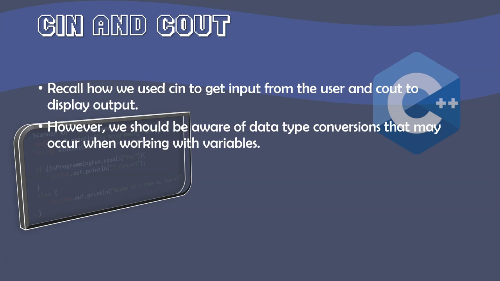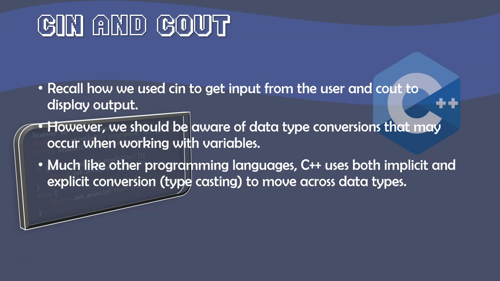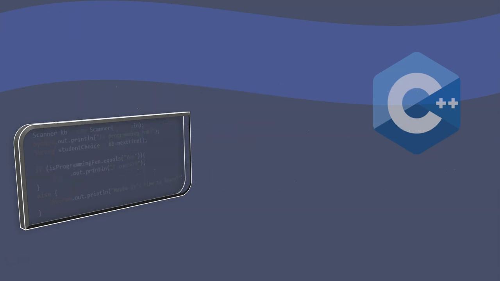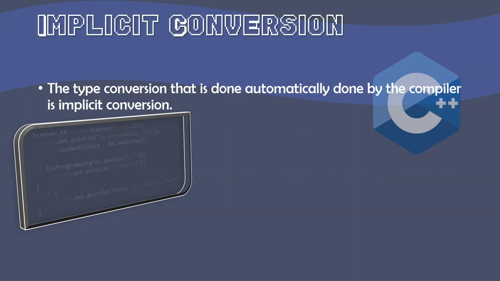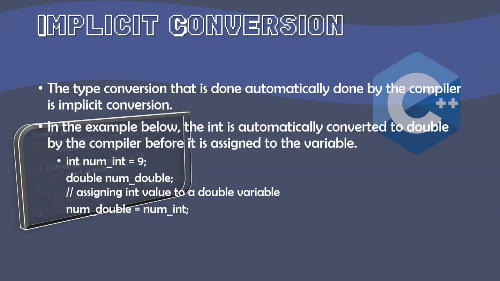However, we should be aware of data type conversions that may occur when working with variables because this could affect our expected outputs. Much like other programming languages, C++ uses both implicit and explicit conversion, or typecasting, to move across data types. So let's start first with implicit conversion. The type conversion that's done automatically by the compiler is implicit conversion. So if we look at this example, you'll see that the int is automatically converted to a double by the compiler before it is assigned to the variable.